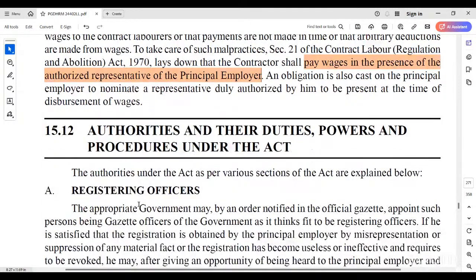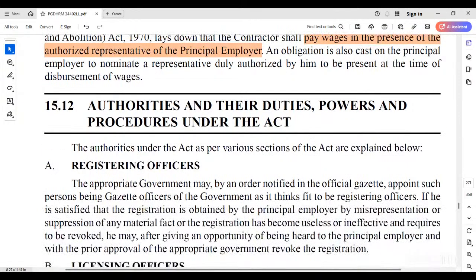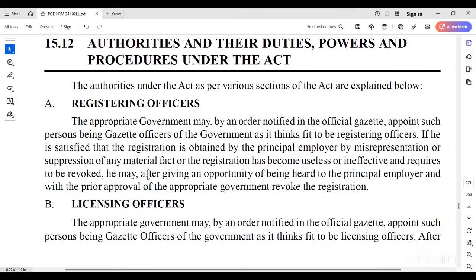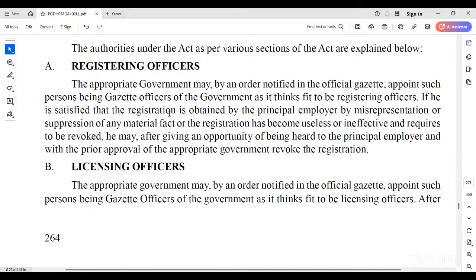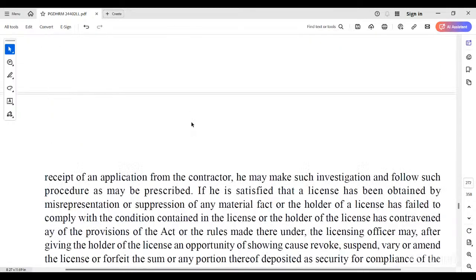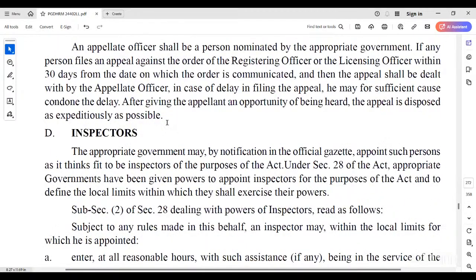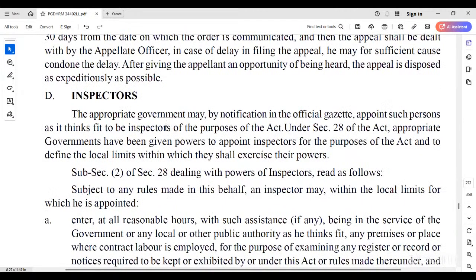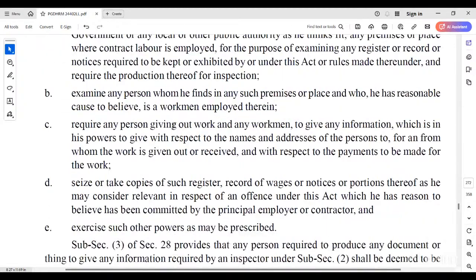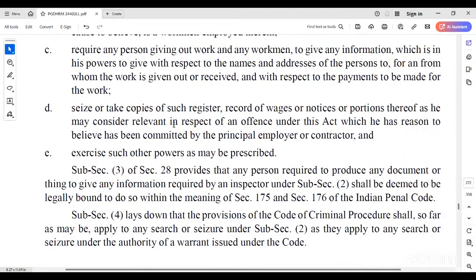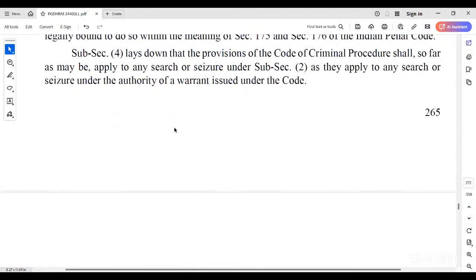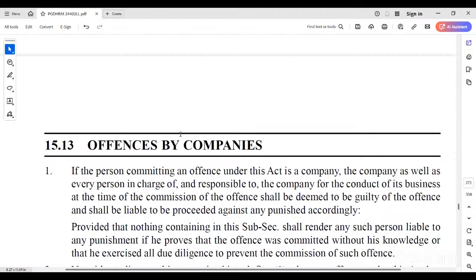Now, authorities and their duties, powers, and procedure under this Act. Here the authorities are the registering officer, the licensing officer, the appellate officer, and the inspector. So these are the authorities. They monitor and regulate how this Act is implemented in the establishment. If there are any violations, they will take care.